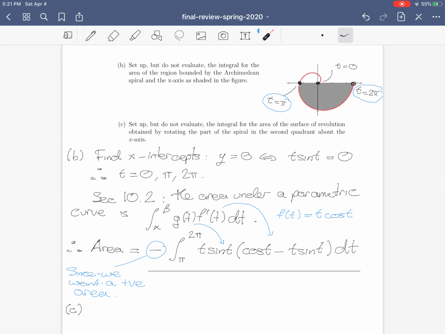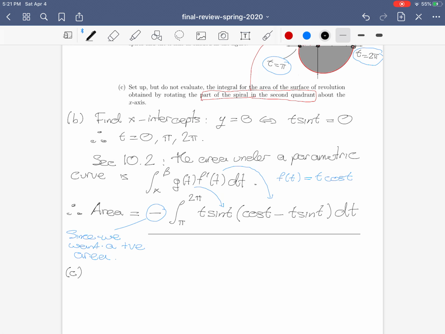So let's go up to the diagram here and let me use the red color. We're asked for the part of the spiral that's in the second quadrant. So that's this area here. Let me draw a box around this. And there you go. And so now we want the surface of revolution obtained by rotating this area about the x-axis. So we're going to rotate around the x-axis here.